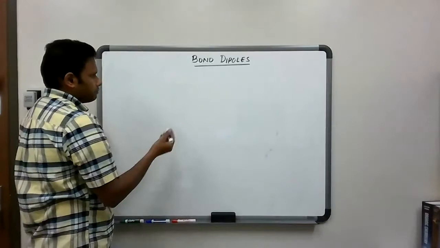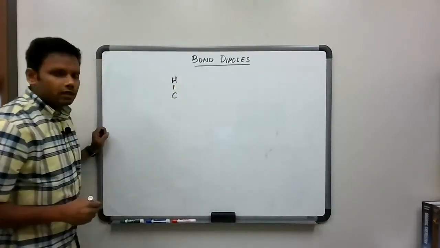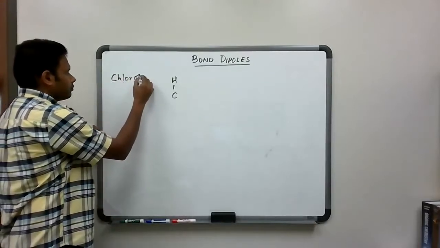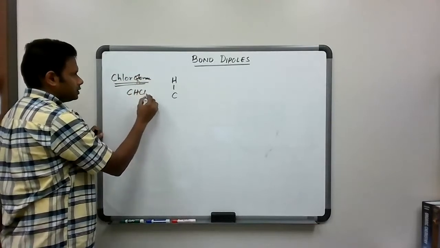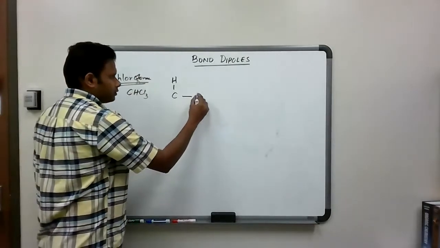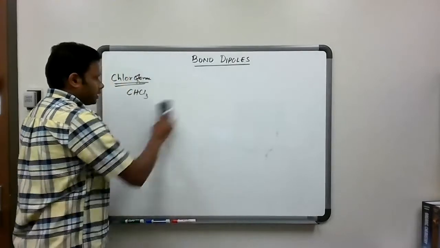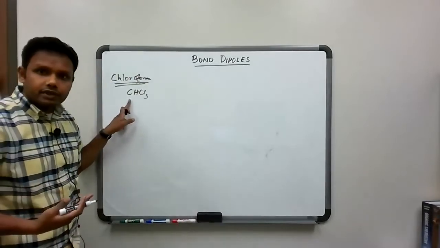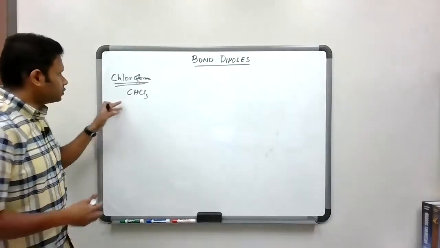So let's say we have chloroform, CHCl3. In chloroform, you have three carbon-chlorine bonds. In fact, we should be able to predict the hybridization, and let's practice that. So predict the hybridization and draw an appropriate geometry.